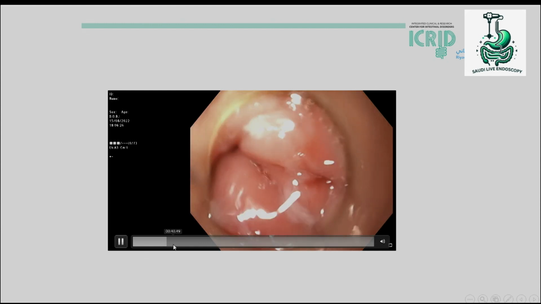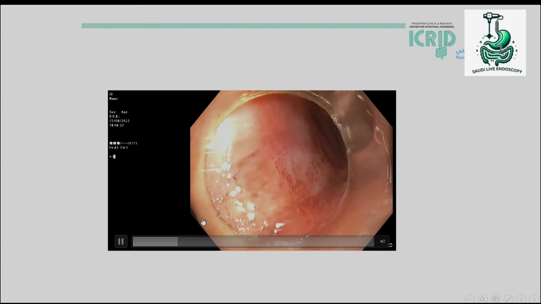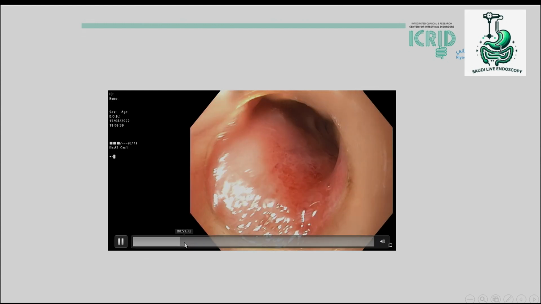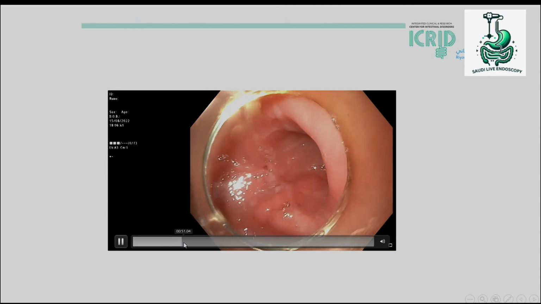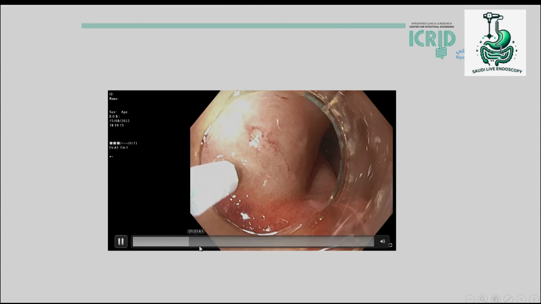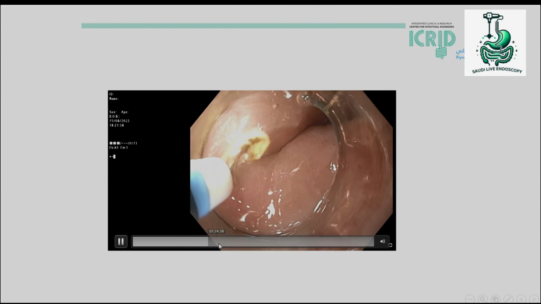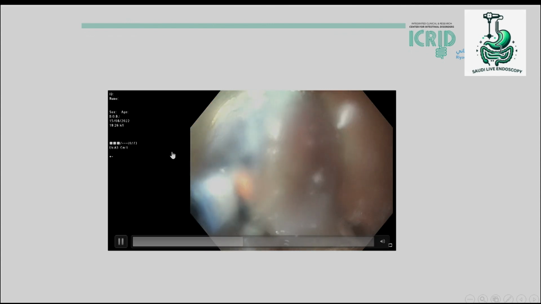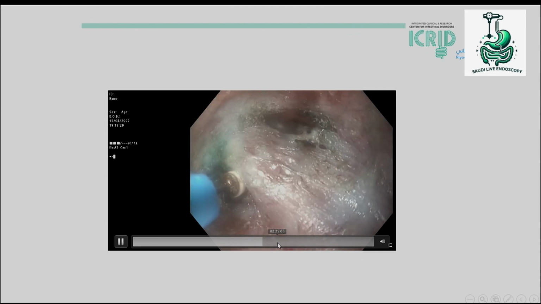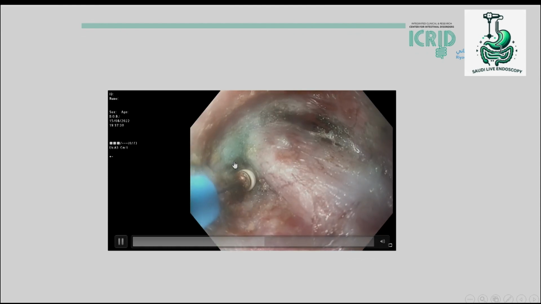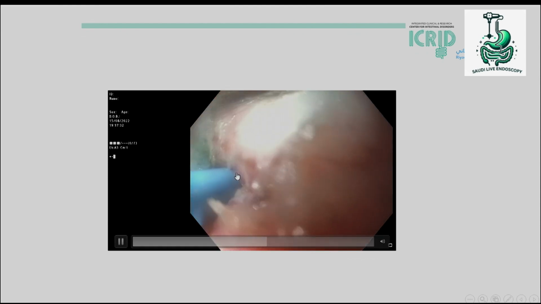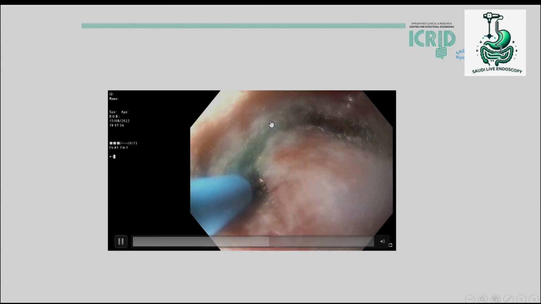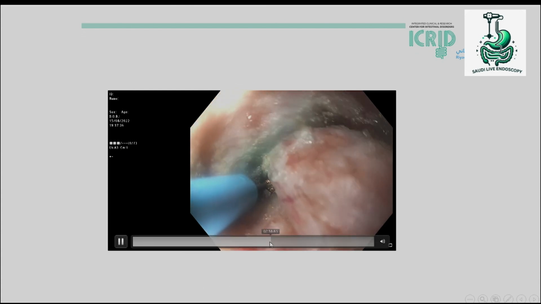The G-POEM was done with the aim to open the pyloric ring. We start about 5 centimeters more proximally, and of course it's a bit tight. You do the injection, and you start the tunneling. Here, of course, the mucosa is on the right, the muscle is on the left. Here we're in the tunnel. We use this insulated tip knife to cut the pyloric ring, which is this rim on the left.